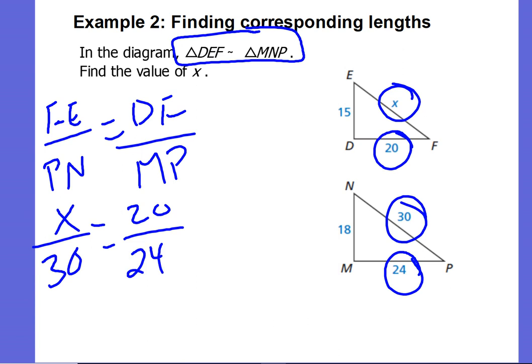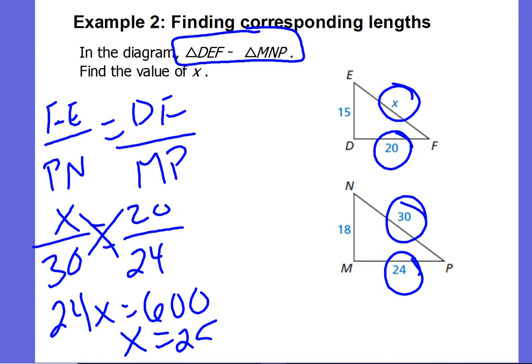Now at this time, guys, you can simplify a little bit, or you can straight cross multiply. It's a little bit more of a preference-based thing more than anything else. Let's go ahead and just cross multiply, and so we get 24x equals 600, and then when we take 600 and divide it by 24, we end up getting that x equals 25. So that value of EF actually had a value of 25.